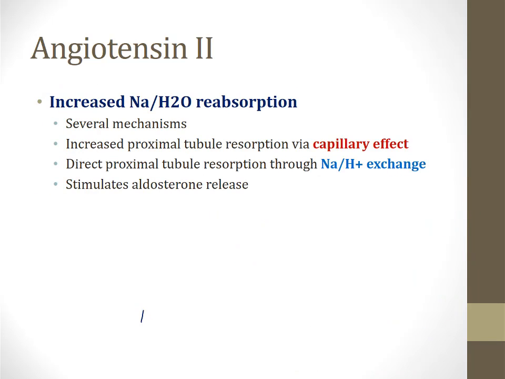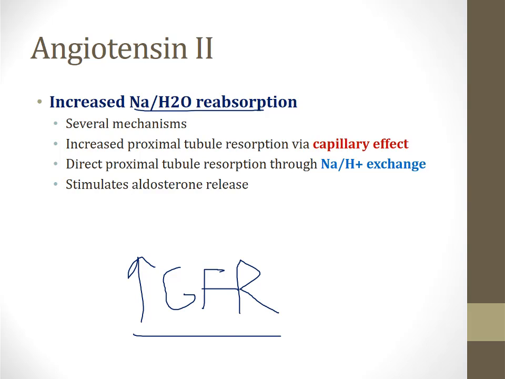So even though angiotensin II increases the GFR, it does not increase the amount of sodium and water that go out in the urine, and that's because coupled with this rise in GFR, angiotensin II promotes more sodium and water reabsorption, so that on balance we send less sodium and water out in the urine.